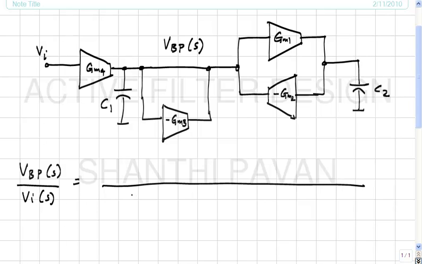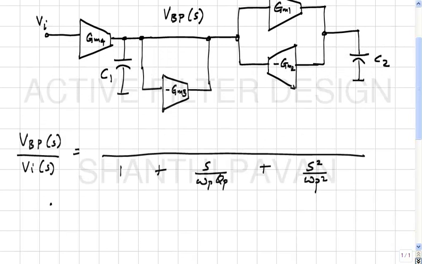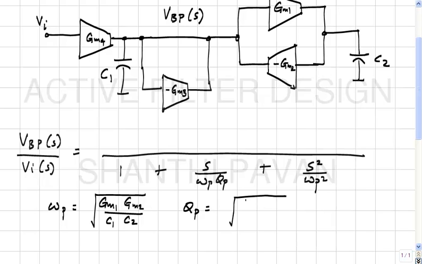The denominator is 1 plus S by omega P QP plus S square by omega P square, where omega P is square root of Gm1 Gm2 by C1 C2. And what is QP? Root of G1 Gm2 G3 square.